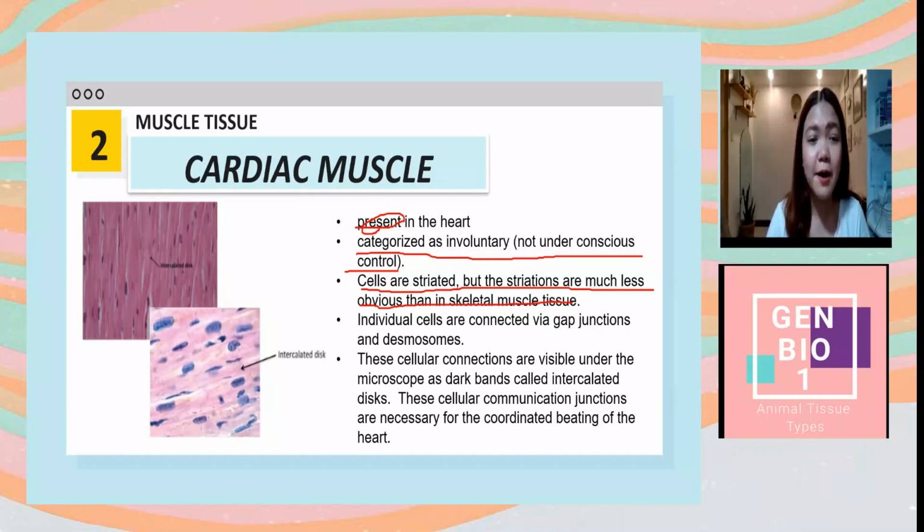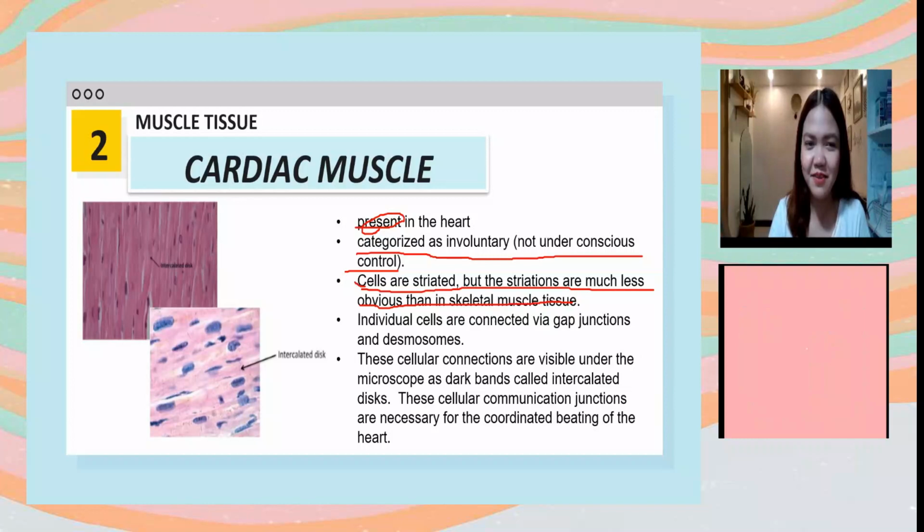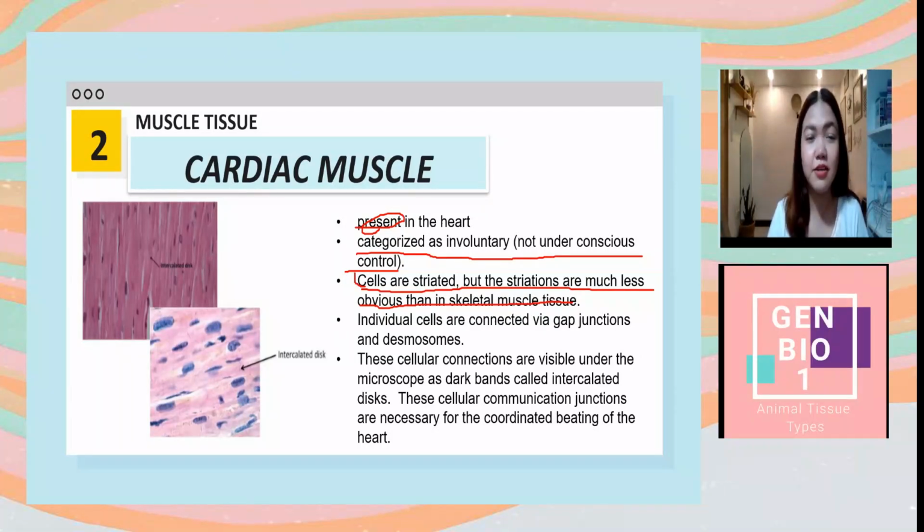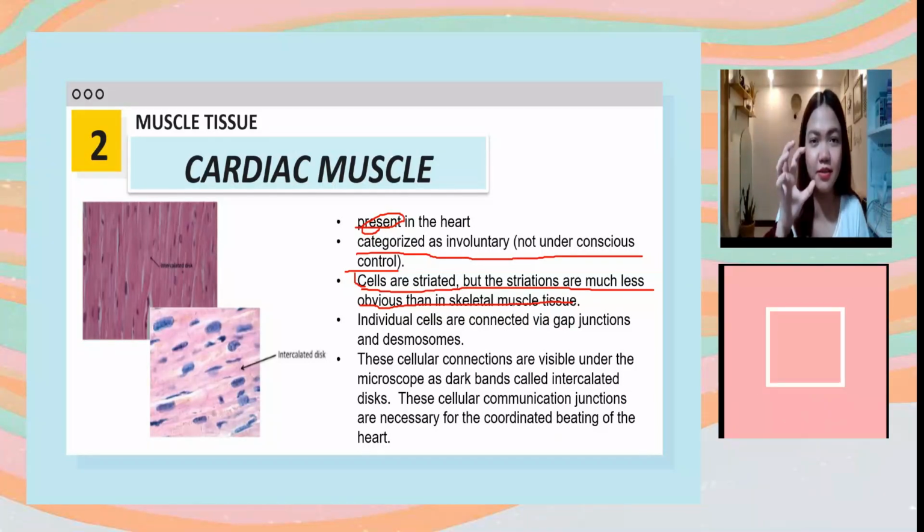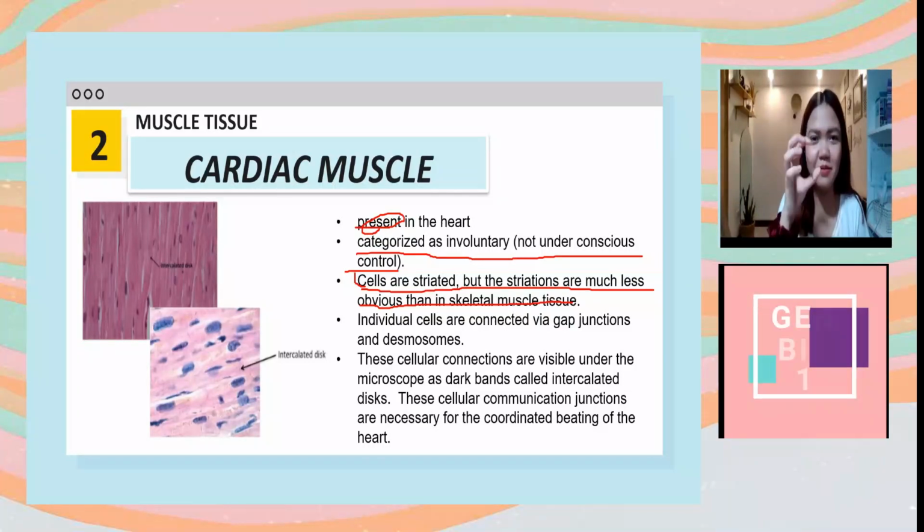Kasi pag kinumpara mo yung work niya, not really parang malala. Though, syempre, we need to thank our heart kasi, yeah, it's continuously pumping. Pero hindi naman sobrang ganun pump, diba? Parang kapatok.